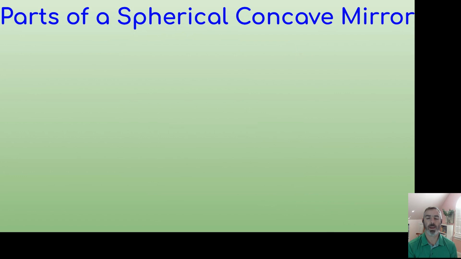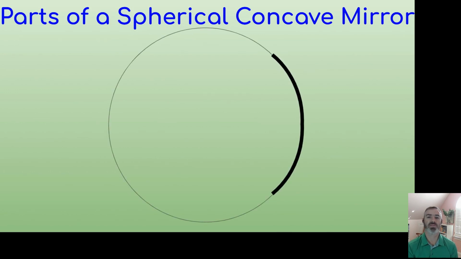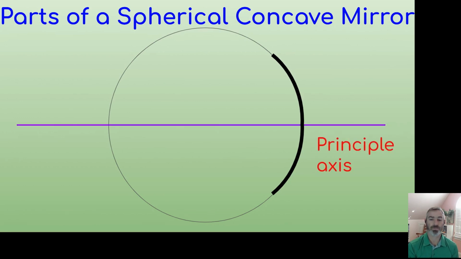Let's talk about some vocabulary, the parts of a spherical, concave, or convex mirror. With the mirror, we can see that we have a nice big sphere, so it's part of a spherical mirror. If we draw a line that goes straight through the middle, through the diameter, that's known as the principal axis. We also have a point right in the middle of the sphere, which is the center of curvature. So it would be the center of our circular or spherical mirror.